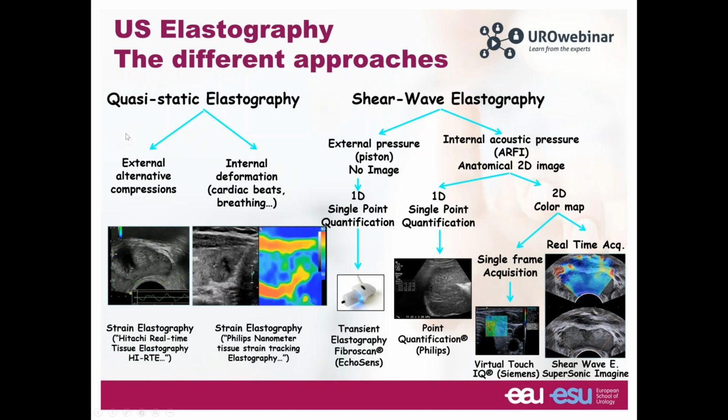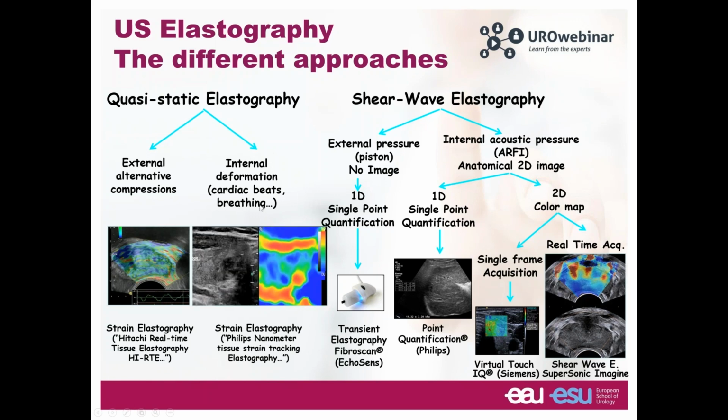One is the quasi-static elastography, where we alternate push and relax push on the prostate. And this is done with a transducer. Then we just exert some pressure on the rectal wall, deforming the prostate and releasing that pressure. Or we can even try to use internal deformation like cardiac beats or breathing for thyroid. And this is a thyroid example.